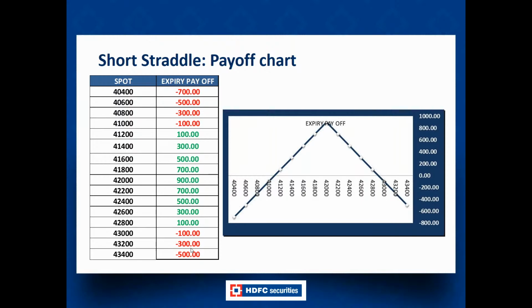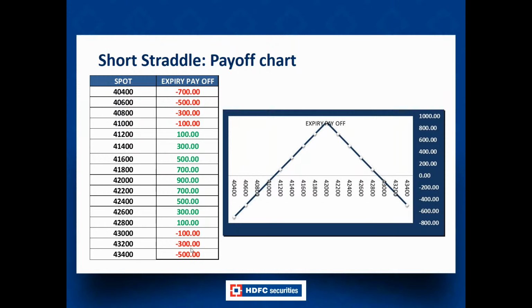So this is a range bound strategy, for when you expect to benefit from the time value of the options. What will happen is, if the market consolidates in a narrow range, then slowly and steadily the time value also decreases. So if you want to take benefit of the time value, then this is a strategy which you can do, the short straddle.